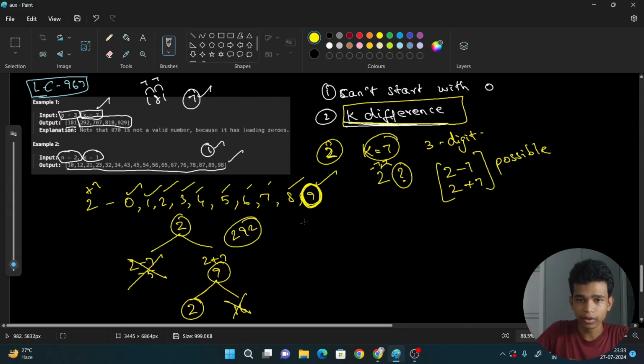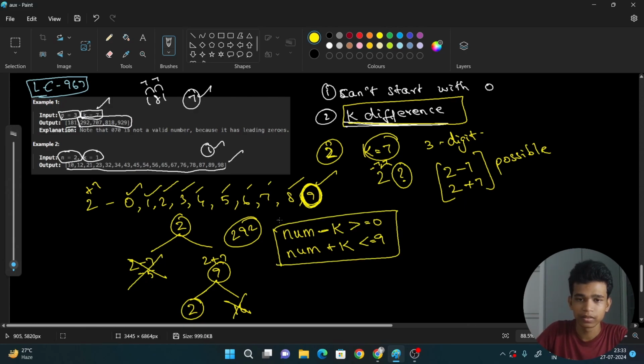So I want to tell you, we want to check first of all if there is a number minus k or that number plus k. If I do a number minus k, it should be greater than or equal to 0, then I can take that as the next digit. If it is less than or equal to 9, I can take this as the next digit. Can you understand? So this is my condition to take the next number that has a k difference. Hope you understand this. Okay.